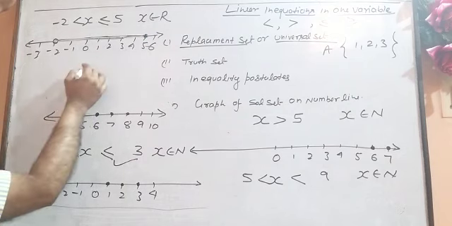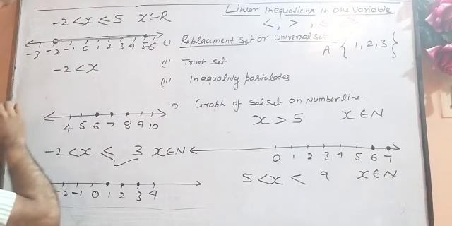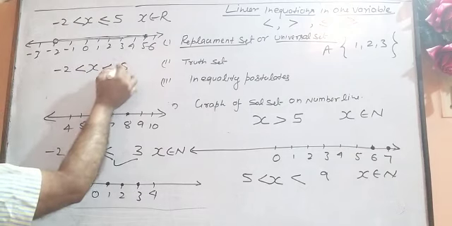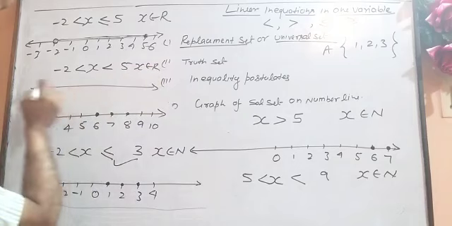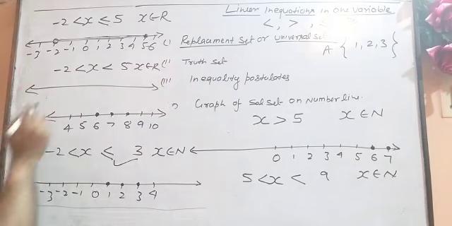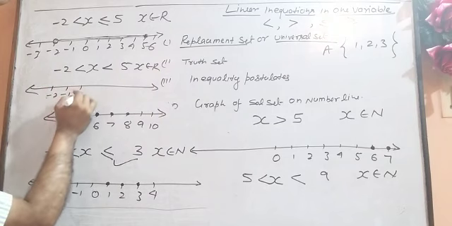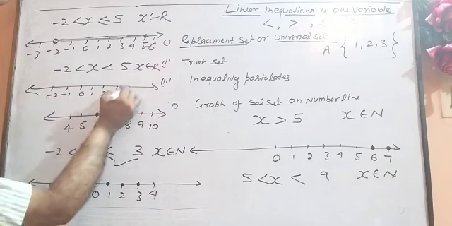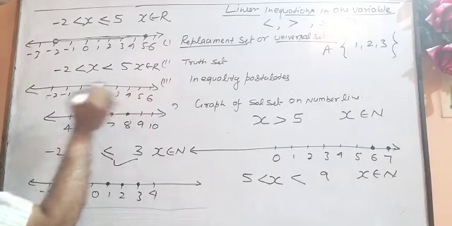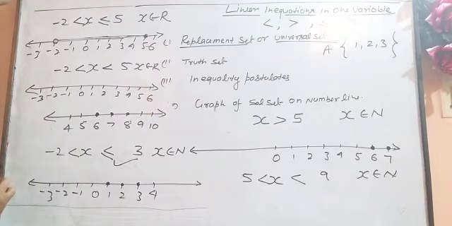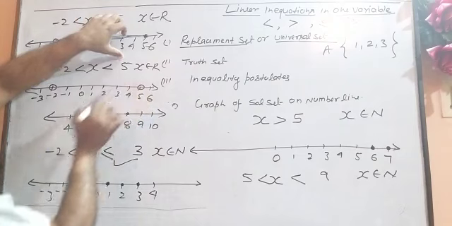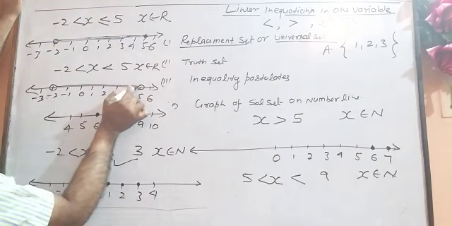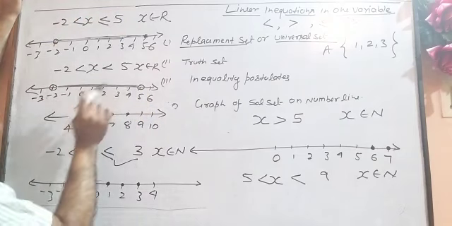One more example I consider. x is greater than -2, less than 5, x belongs to R. In that case, what shall we do? First we will mark these boundaries: -2, -1, 0, 1, 2, 3, 4, 5 and extra integers. -2 is excluded, so at -2 we will make an open circle. At 5 we will make an open circle too, and shade this portion because x belongs to R.